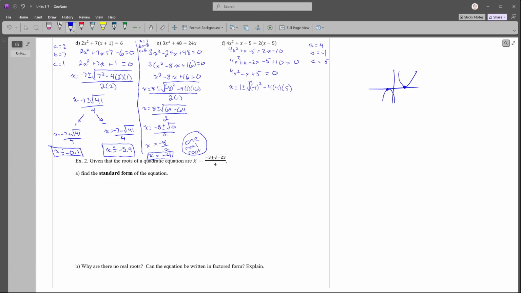Now, take the square root. I'm sure most of you can see exactly what's happening here. We got 2 times a, so 2 times 4. But let's carry it through. So we have 1 plus or minus the square root of 1 minus 4 times 4 is 16, times 5 is 80. And that's all over 8. So we have x is equal to 1 plus or minus the square root of negative 79.